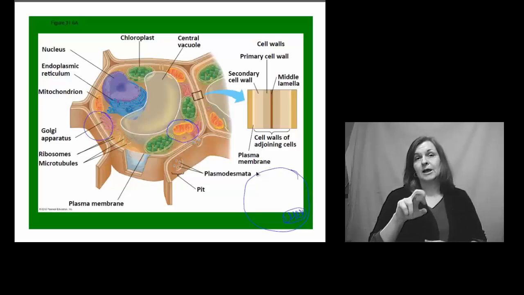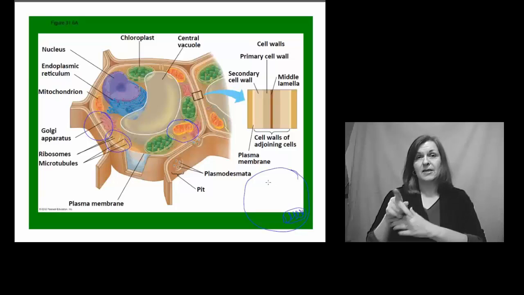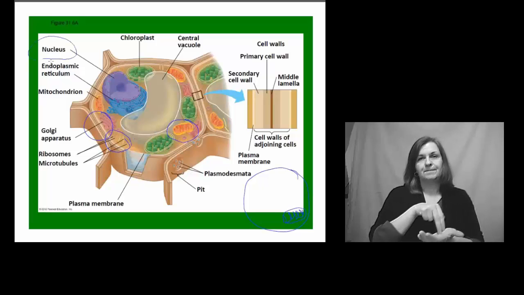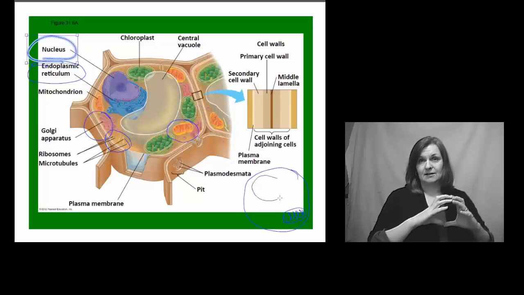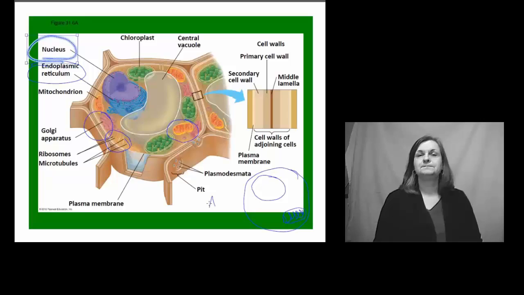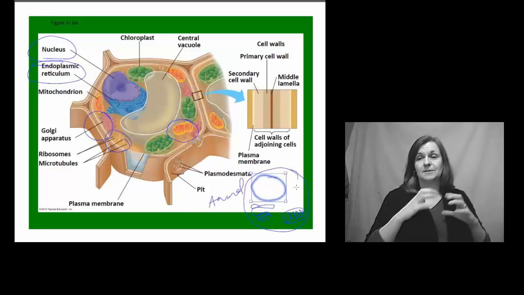ribosomes, microtubules. In our animal cell as well, we'll of course have a nucleus, an endoplasmic reticulum. We'll have all of these things inside an animal cell, right? We'll have other things inside an animal cell as well, something called a lysosome.